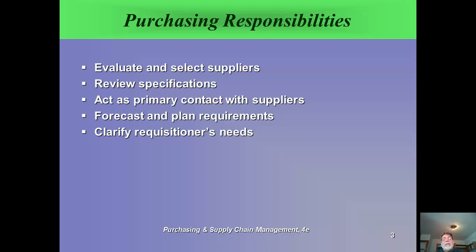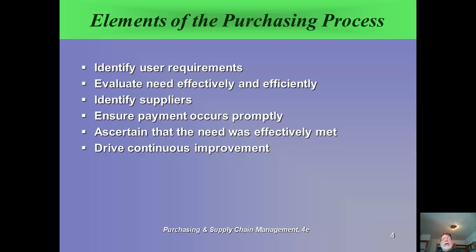And finally, in bullet 2, just a little bit above, we said review specifications, is that sometimes you need to clarify what the requisitioner really needs. Well, in a very nice, polite way, but in a way that you're able to go out and find the right supplier for that. Now, the elements of the purchasing process. Here, look, it's so simple on this slide, 6 bullets.